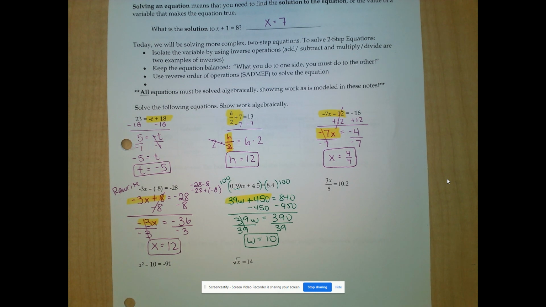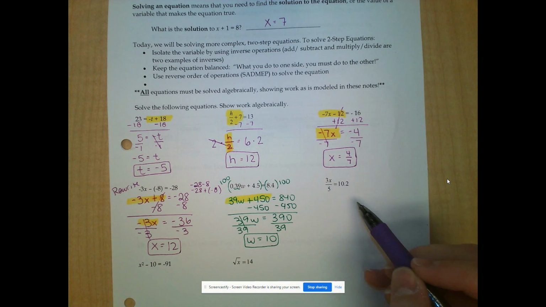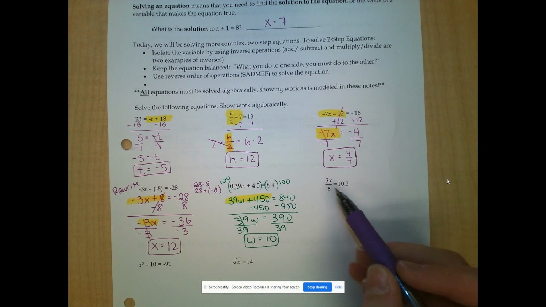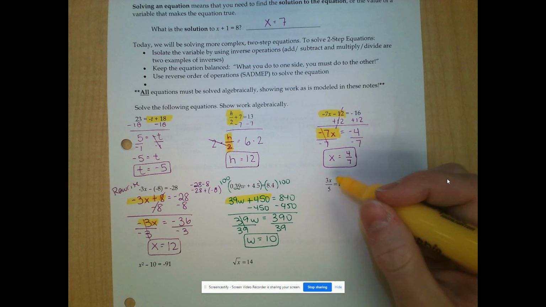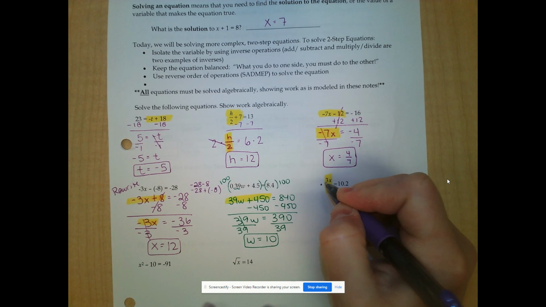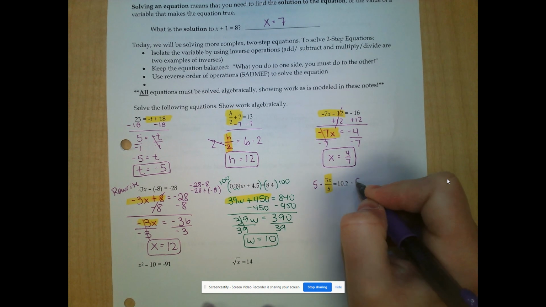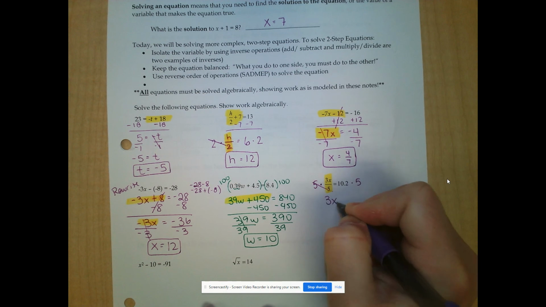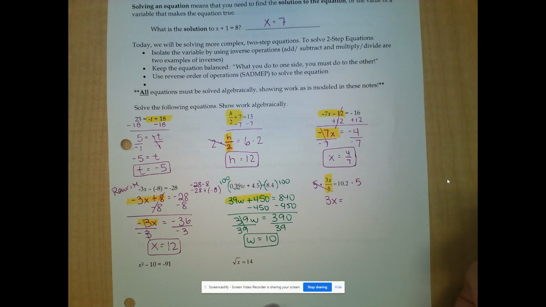All right, so the next one looks a little different because it has a fraction bar for division, and has no addition or subtraction. So I'm going to start by looking at the side with the variable and saying what's happening to the variable. The divided by 5 with the fraction bar would get tackled first. So right next to the fraction bar, I would do times 5 and times 5. I would get 3x equals 10.2 times 5.